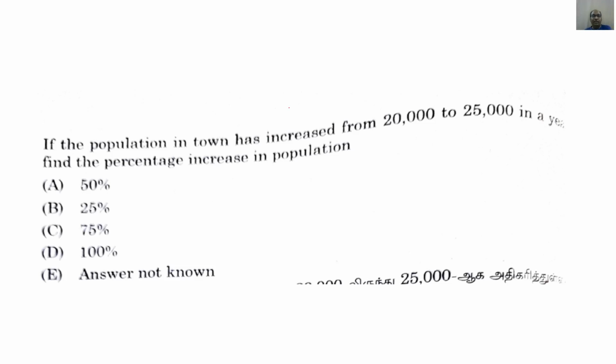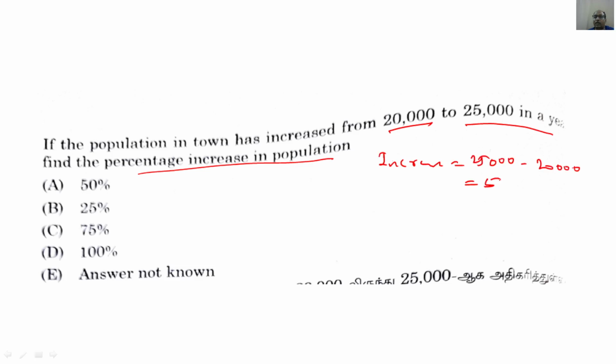Right. Now here, if the population in a town has increased from 20,000 to 25,000 in a year, find the percentage increase in population. So just like compound interest, the formula is also applied here. So we need to find the percentage increase in population. So how much increment has taken place? 25,000 in 1 year. So increase is equal to 25,000 minus 20,000, giving you 5,000.